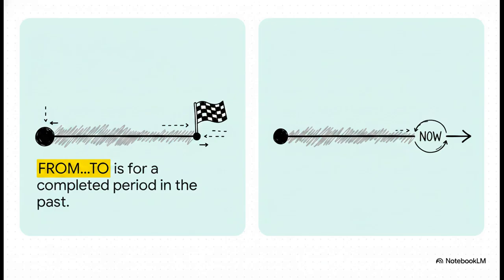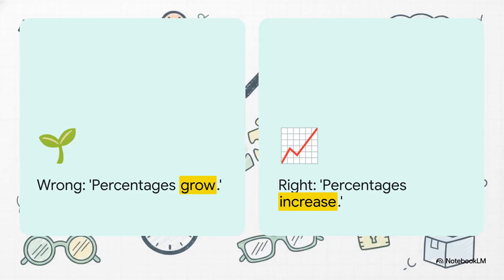Third one, from to with for a period that is completely finished in the past. It started and it stopped. Since is different. It connects a point in the past to right now. So if your chart ends in 2010, you cannot use the word since. And finally, let's sound precise and academic. Things like plants and people, they grow. But data, figures, percentages, they don't grow. They increase. It's just the more accurate and academic word to use.